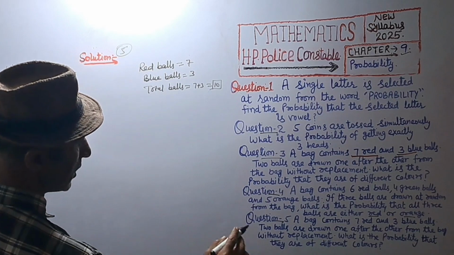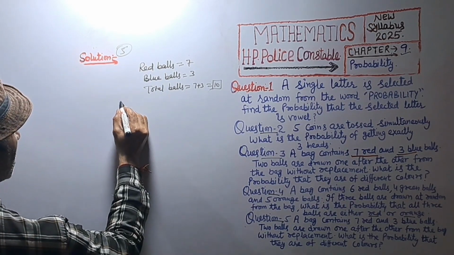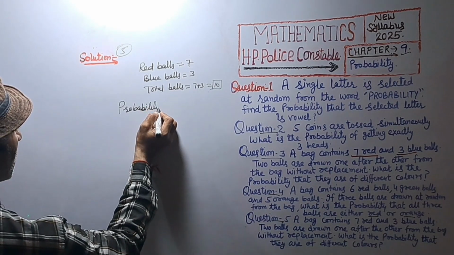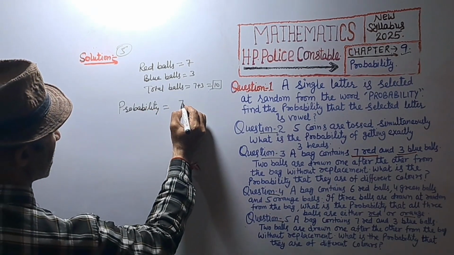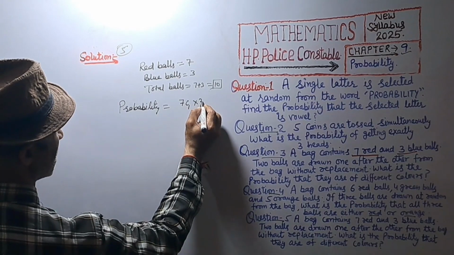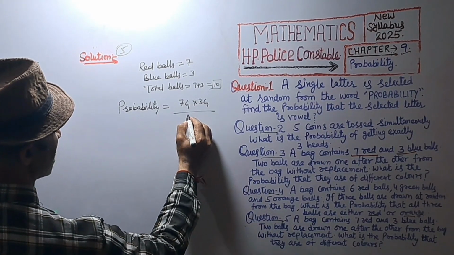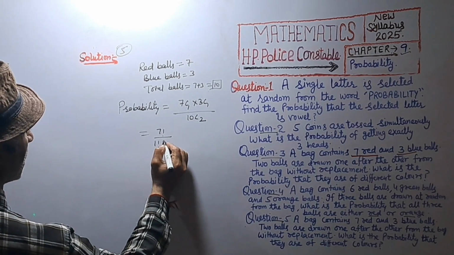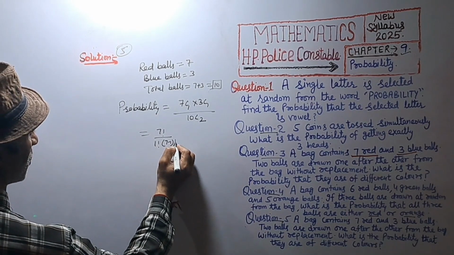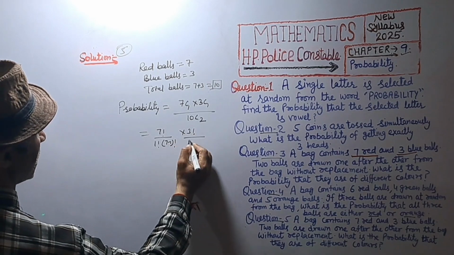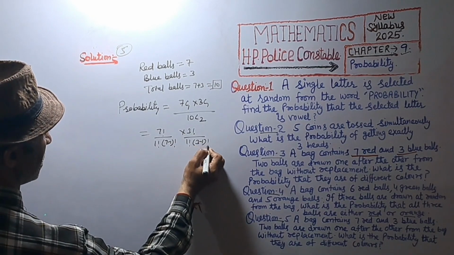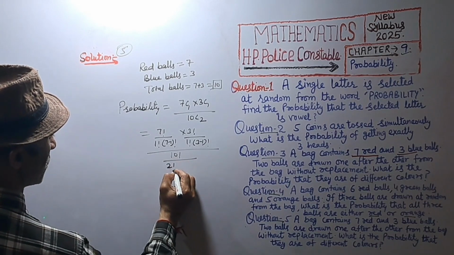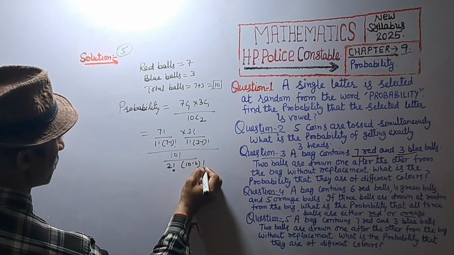One after the other. Probability is equal to 7C1 into 3C1 upon 7 plus 3, 10C2. That is 7 factorial upon 1 factorial into 7 minus 1 factorial, 3 factorial upon 1 factorial into 3 minus 1 factorial, divided by 10 factorial upon 2 factorial into 10 minus 2 factorial.